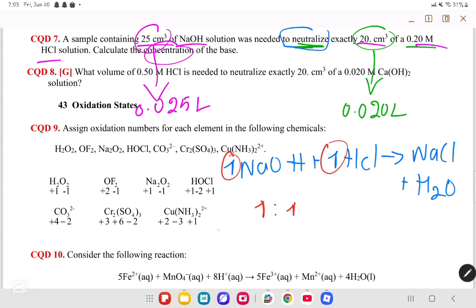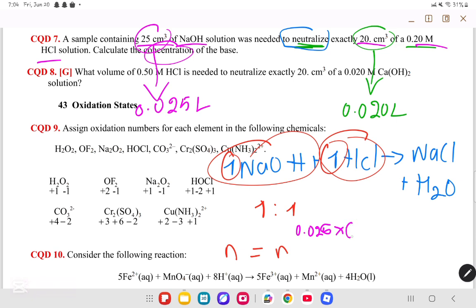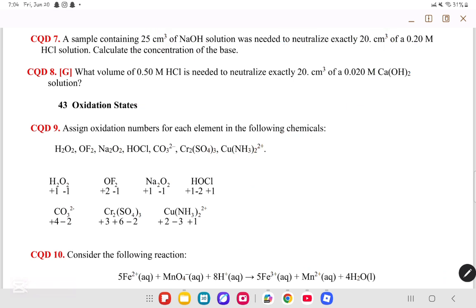What does this mean? That means the number of moles of NaOH is equal to the number of moles of HCl, right? So how do you find number of moles? It's concentration times volume. So it's going to be 0.025 times the concentration is equal to 0.020 times 0.2, right? 0.020 times 0.2, that's going to be 4 times 10 to the power of minus 3, is equal to 0.025 times C. So divided by 0.025, you will get an answer of C equal to 0.16 molarity. That is it for question number 7.